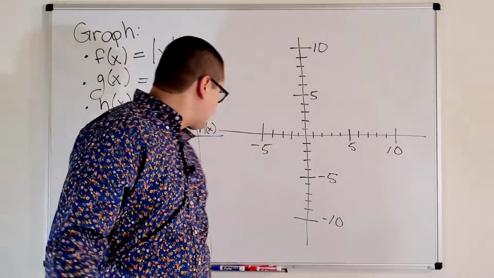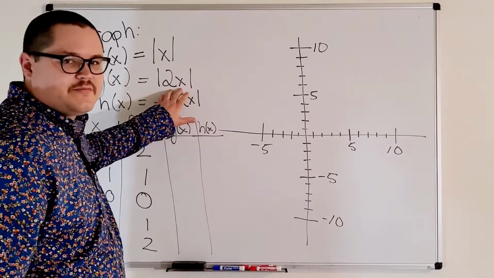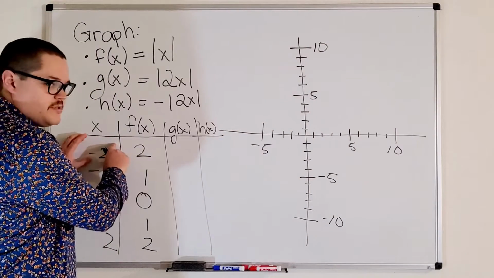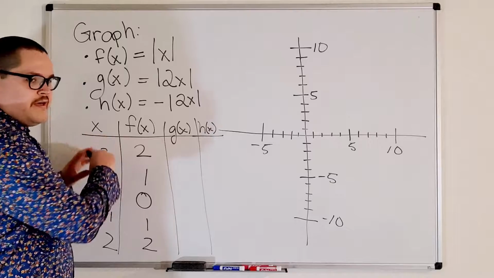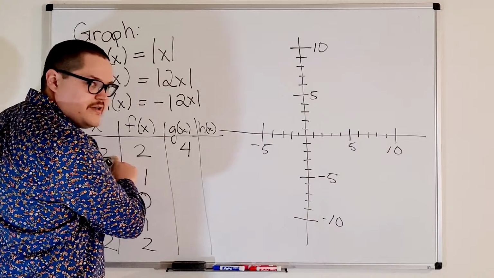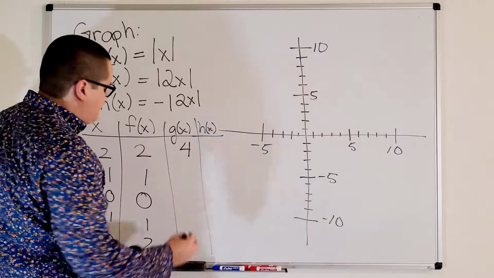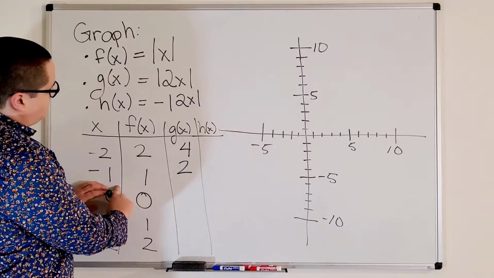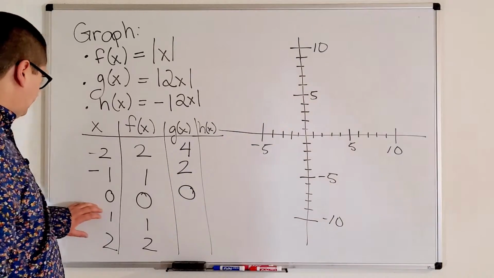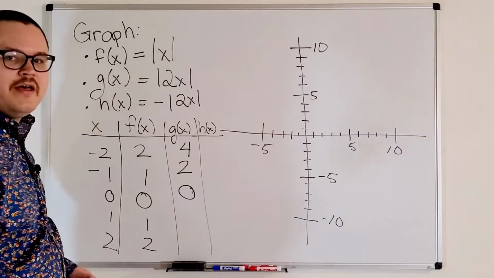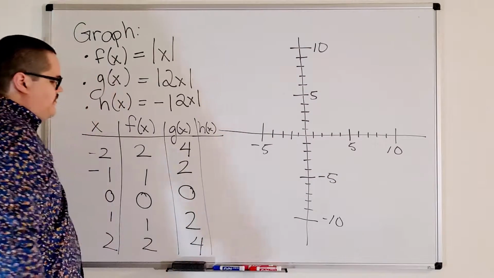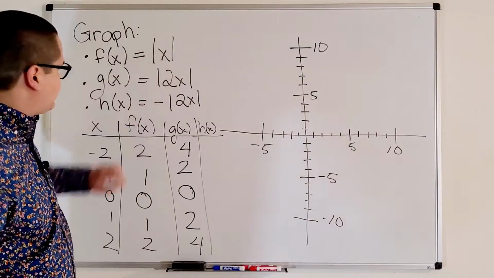Now g of x. We want to multiply x by 2 and then take the absolute value. So -2 times 2 is -4. Take the absolute value, positive 4. -1 times 2 is -2. Take the absolute value, positive 2. 0 times 2 is just 0. The absolute value is 0. 1 times 2 is just 2. The absolute value is 2. And the absolute value of 2 times 2 is 4. That takes care of g of x.